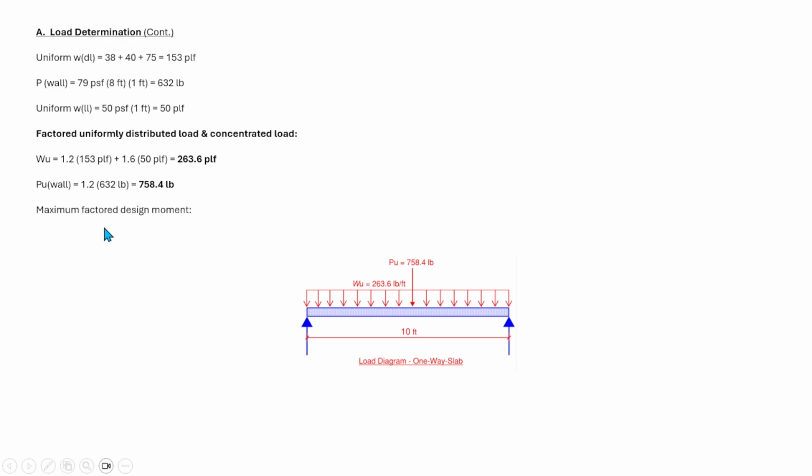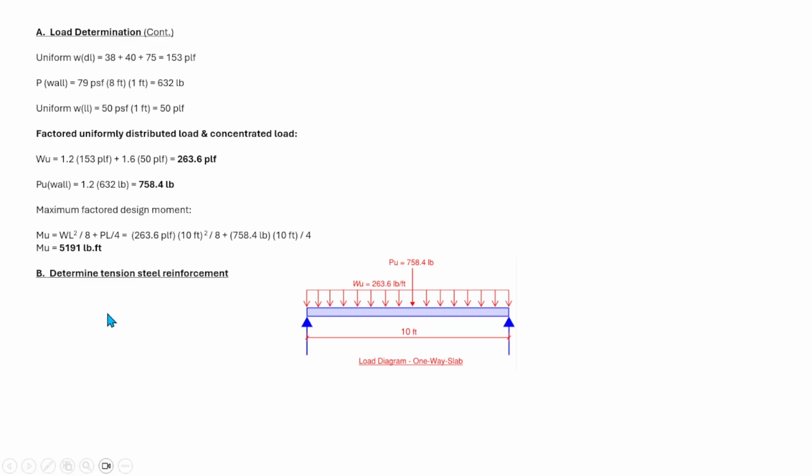So the maximum factored design moment consists of the uniformly distributed load and the concentrated load. That is, the moment is equal to WL squared over 8 plus PL over 4, and that is equal to 263.6 times 10 squared over 8 plus 758.4 times 10 over 4. So the total moment is equal to 5191 pounds feet.